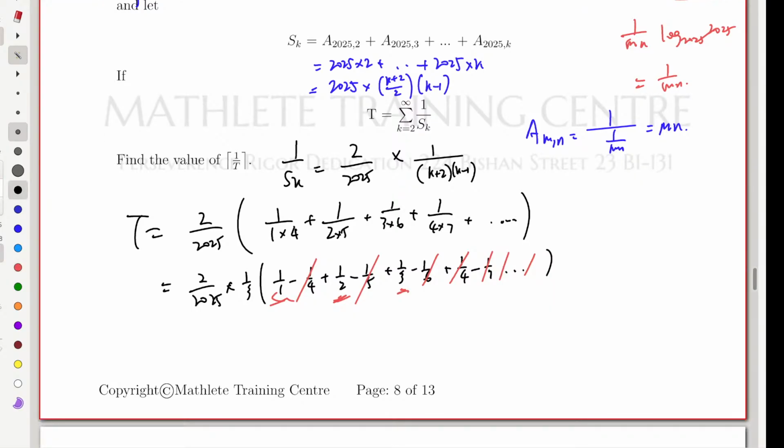So this is 2 over 2025 times 3 of 1 over 1 plus 1 over 2 plus 1 over 3, which is 13 over 12. Wait, no. It is 11 over 6. Oh, what's this? That's disgusting. So anyway, 1 over t will be equal to 2025 times 3 squared over 11. And then you have to round up.